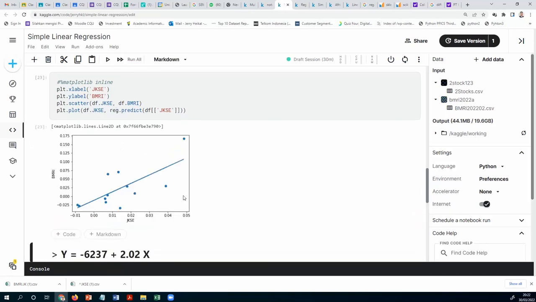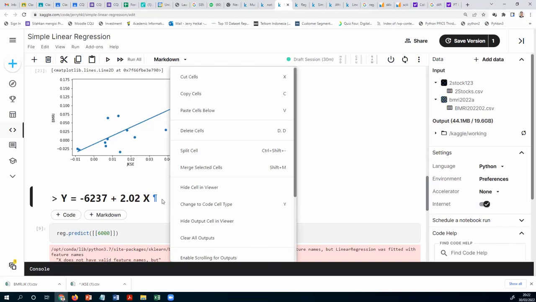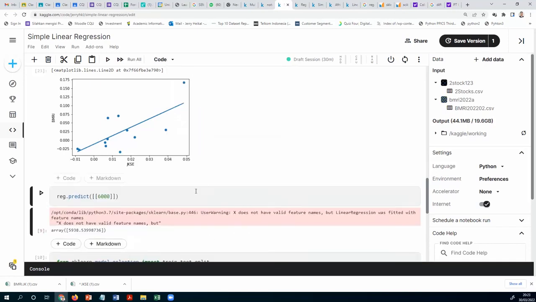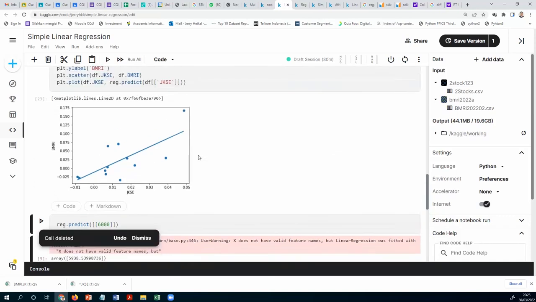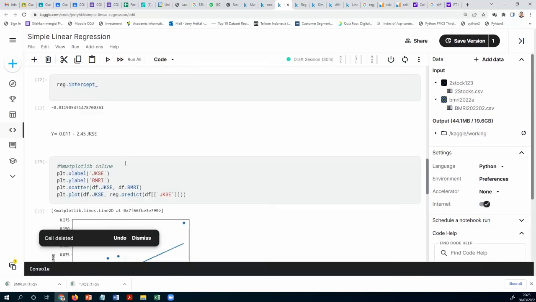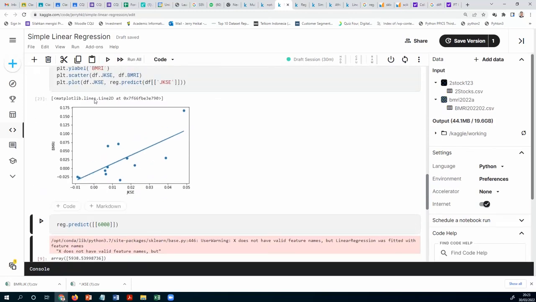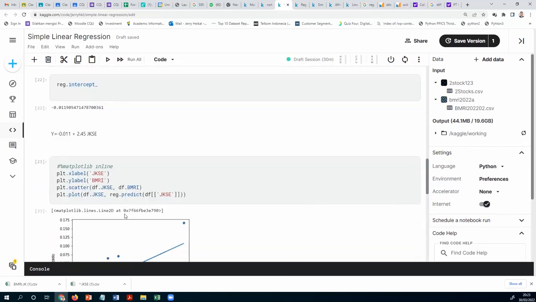So we can see the line here, yeah? The line. And then this one is wrong because this is with the previous model. Okay. So when we have the model, y is equal to 0.011 plus 2.5 times the Jakarta Stock Exchange. So Jakarta Stock Exchange is the X.